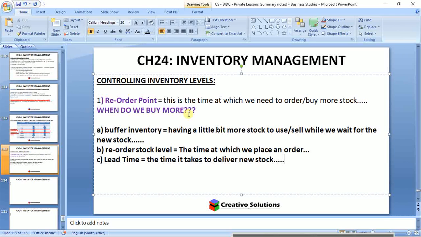And how much buffer stock do they always keep on hand? 10. Does that make sense? That's very important because remember, your exams aren't only going to ask you to repeat theory. They're also going to ask you to apply theory. They could give you something like that where they give information and then you need to interpret it. Very important in terms of technique.